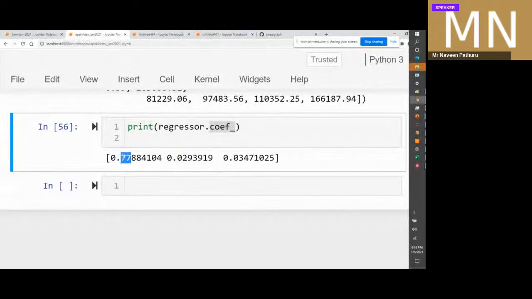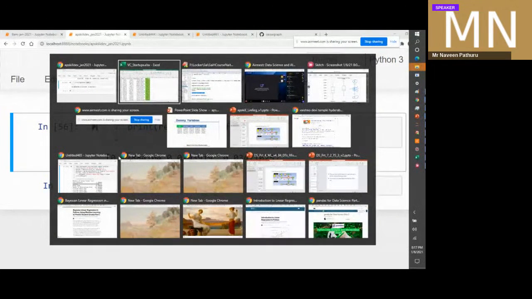You put $1 in R&D, your profit is increasing by $0.77. Take a look at administration, it is only 0.02. So if you put 1 rupee in administration, your profit is increasing only by 2 paise. And if you take a look at marketing, it is only 0.03. If you're investing 1 rupee in marketing, you're only getting 3 paise in profit. But take a look at R&D, you invest 1 rupee in R&D, you're getting about 0.77 rupees. That's close to a rupee, or 80 paise, for every 1 rupee or $1.